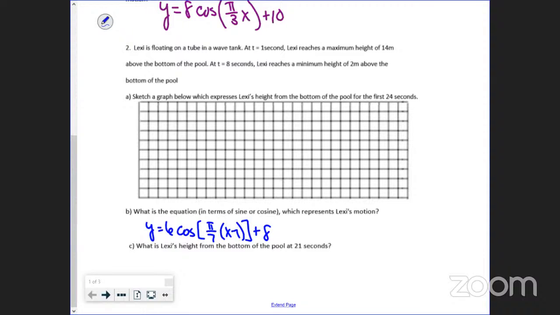Again, this is one really where you would need a graph, because if I tell you where the max and the min are, and I tell you the times, what have I given you? I've given you the max and the min. Here is a max at 1 second, and then there's a minimum at 8 seconds. What part of the period is that? Half of it, right? So that means I could go ahead and find the whole period.